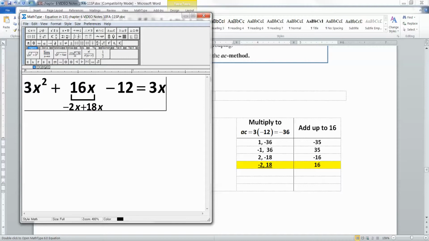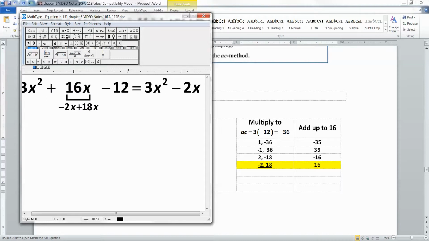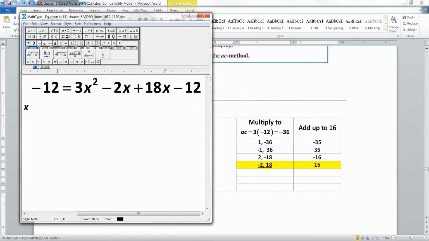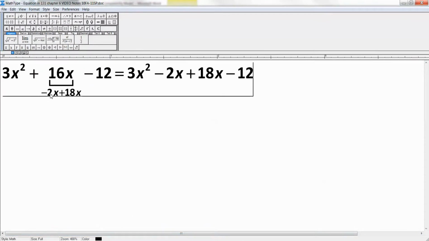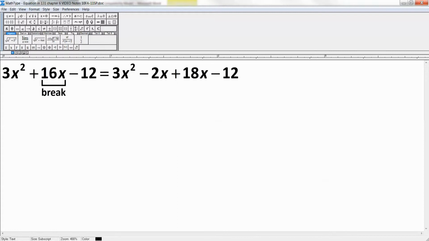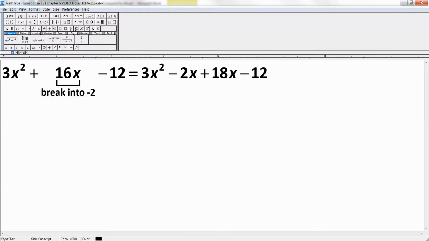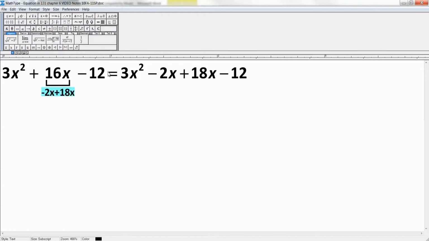Now, let me write it out. It's 3x squared minus 2x plus 18x minus 12. You're taking the middle term and you're going to break it up. Matter of fact, I'm just going to write it: break into negative 2 plus 18. Right? That's your plan. Okay? So here it is right here. Now I know you're thinking that doesn't look simpler, that looks harder. Oh, but it's not, because we can now factor by grouping.